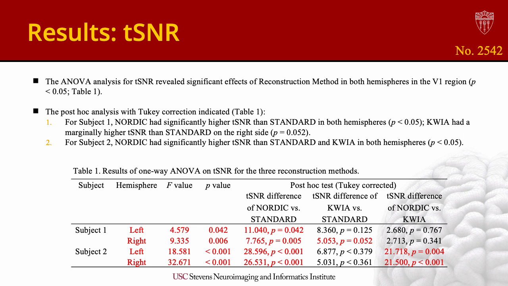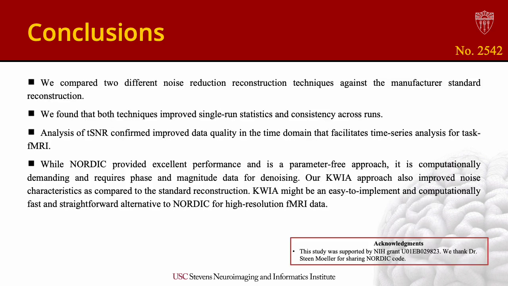The ANOVA for TSNR revealed significant effects of reconstruction method in both hemispheres. In the V1 region, the post-hoc analysis with Tukey correction indicated for subject 1 NORDIC had significantly higher TSNR than standard in both hemispheres. KWIA had a marginally higher TSNR than standard on the right side. For subject 2, NORDIC had significantly higher TSNR than standard and KWIA in both hemispheres.